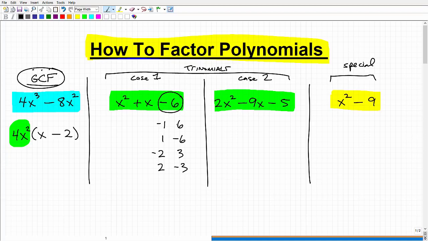Now, if you add up each one of these pairs, what do you get? -1 plus 6 is +5. 1 plus -6 is -5. You want to see if there is any pair of factors that adds up to this center number. This is a 1x squared, and this is a +1. So which one of these pairs adds up to +1? It's -2 plus 3, which gives you +1. And these are the answers.